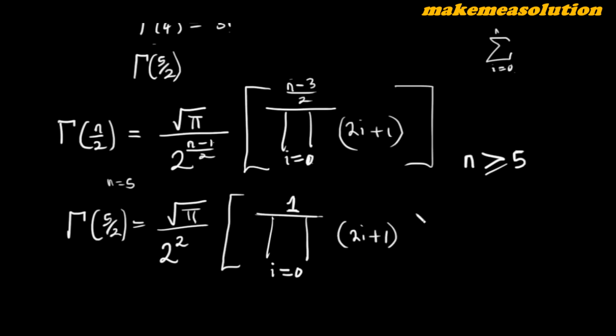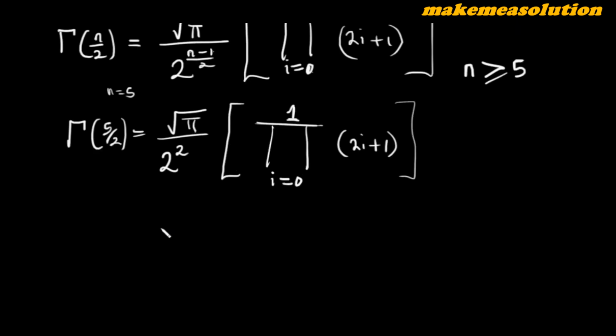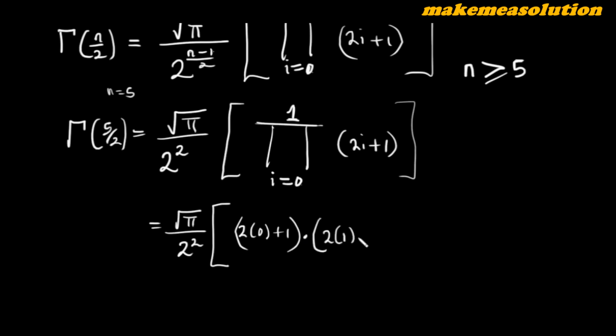So where is this gotten from? This is the general representation of all odd numbers. So if you expand this, you're going to have root pi all over 2 raised to the power of 2. Then you're now going to have 2 into 0 plus 1, that's when I is 0, times 2 into 1 plus 1. That means when I is 1, and that is where the product stops.